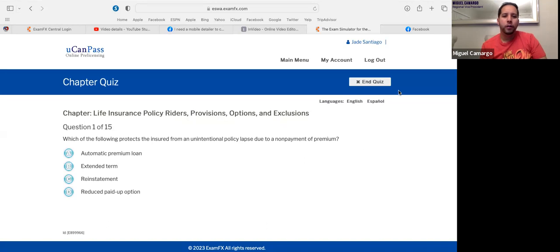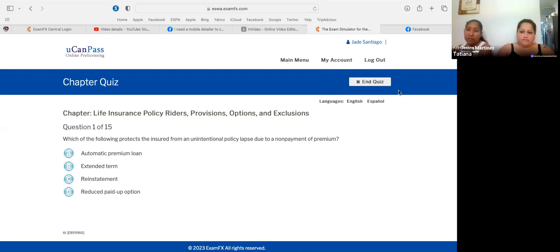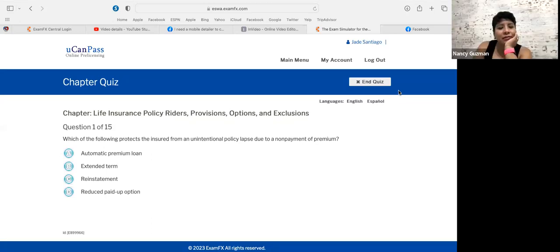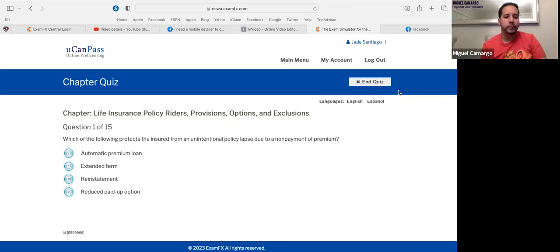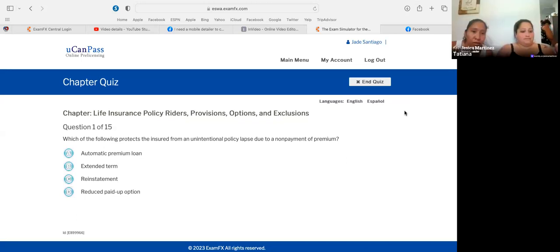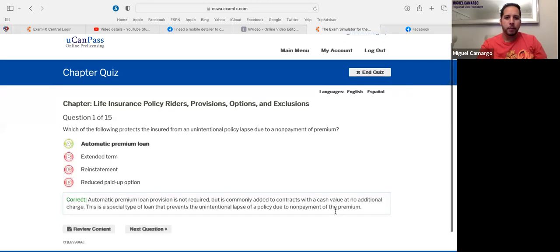Which of the following protects the insured from unintentional lapse due to non-payment of premium? Reinstatement. Reinstatement is once the policy is already lapsed. This is unintentional lapse due to non-payment. The automatic premium loan. Wonderful. A, automatic premium loan.